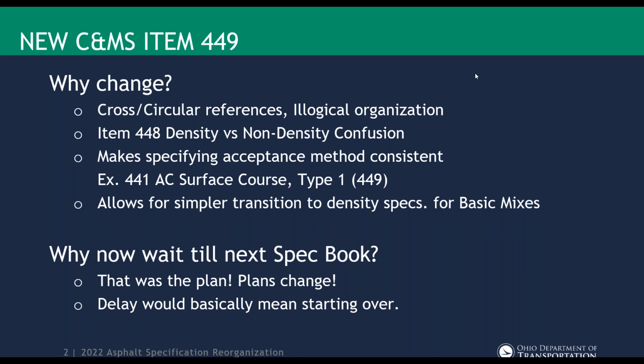Again, why add 449? Well, it makes specifying acceptance methods consistent across all of our specs. Several years back, we made the move to the parentheses at the end telling you which acceptance was going to be used. And this change allows us to follow through with that and have it consistent across all of our asphalt specs.